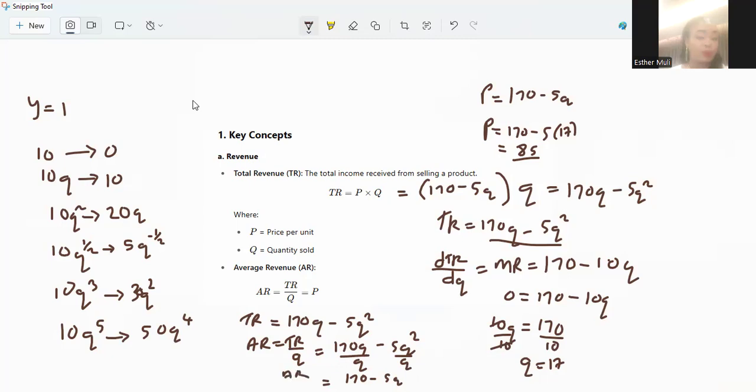So in a perfectly competitive market, you'll discover that the price is the same as average revenue. Okay, it's the same as the marginal revenue. So this is in a perfectly competitive market. It looks like a straight line.